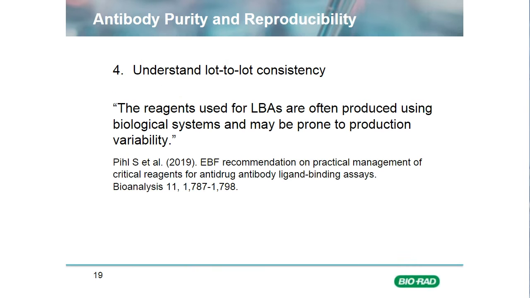So now let's look at the next big area of consideration, which is the supply of consistent material going forward. And this also ties into the FDA guideline that I mentioned near the start of the presentation, which names after identity, purity as a parameter which should be characterized and documented. So as stated in the European Bioanalysis Forum 2019 publication on practical management of critical reagents, the reagents used for ligand binding assays are often produced using biological systems and may be prone to production variability.